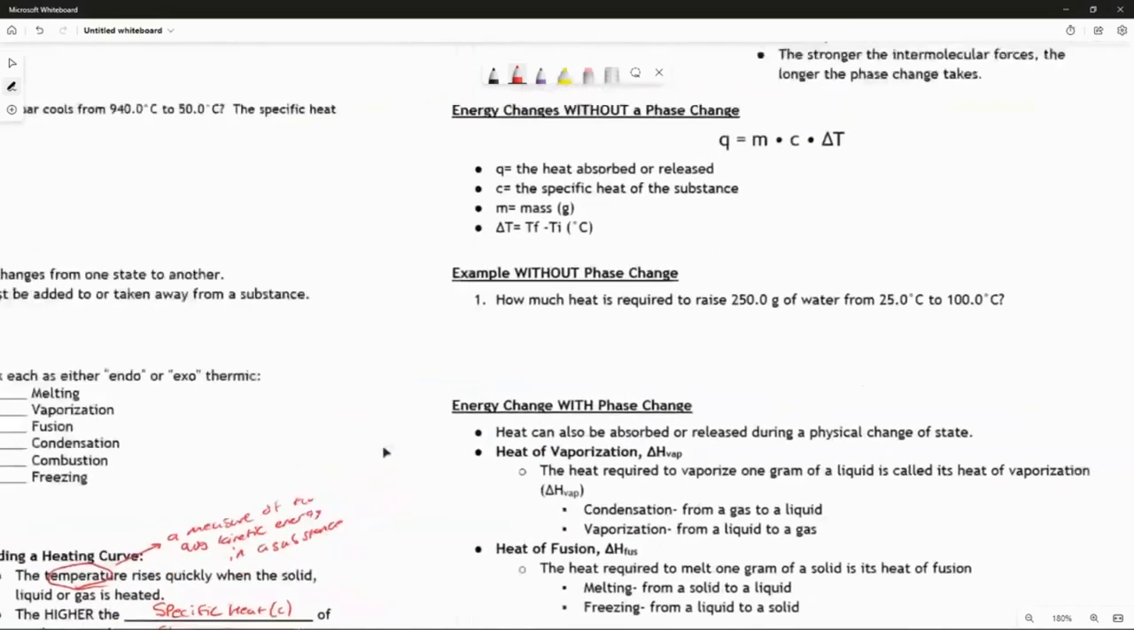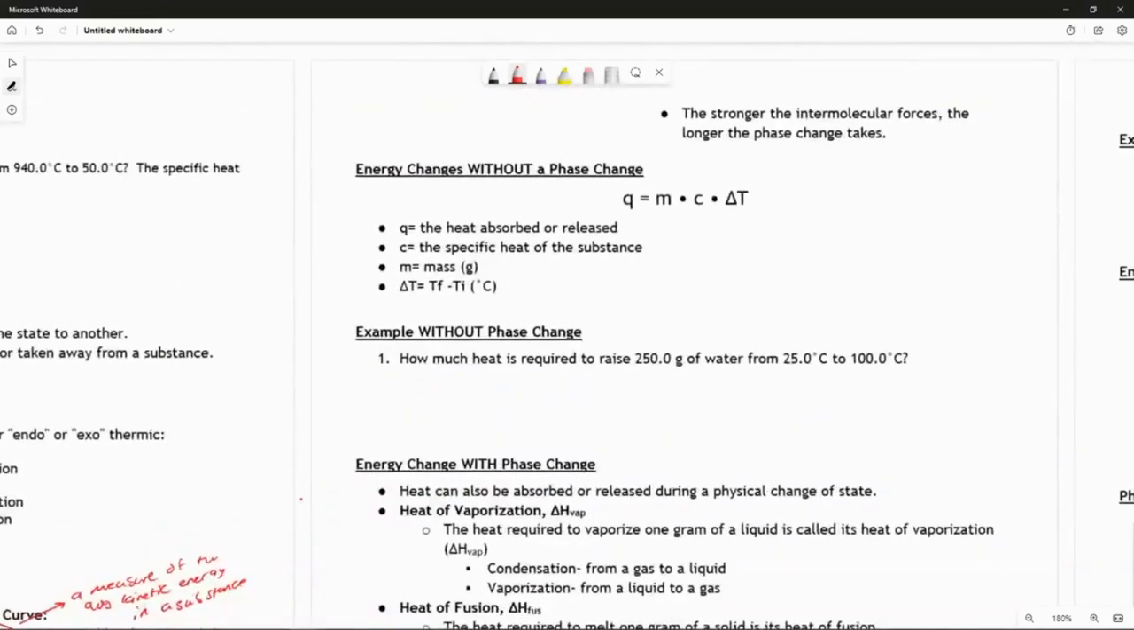All right. The stronger the intermolecular forces, the longer the phase change takes. That makes sense because the stronger the bonds are in between the molecules, say we have a molecule here and there's a triple bond between them, versus a molecule that has a single bond between it. It's going to take longer to break this triple bond one apart compared to a single bond molecule. So the stronger the intermolecular forces, the longer the phase change takes.